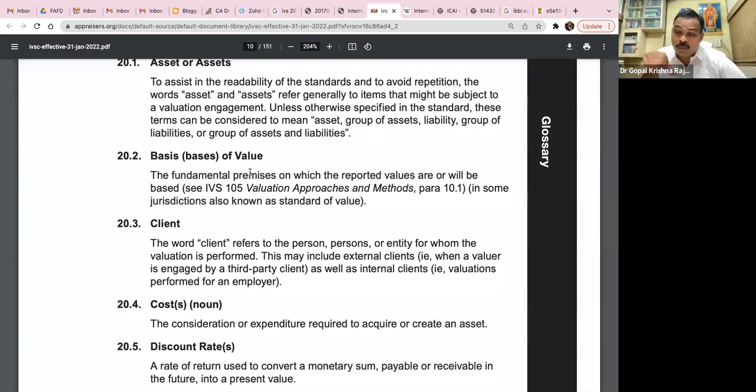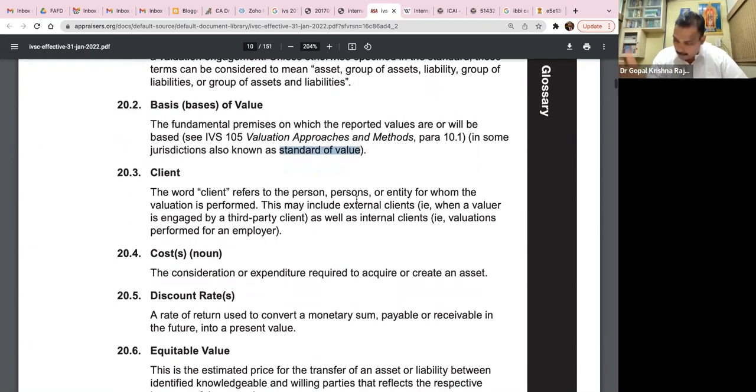Some of the values are defined, okay, in 104, because 104 is exclusively basis. So that is why this is very, very important. In some jurisdiction, it is also called as standards of value. Okay, good. So point number 1, 20.2 para, basis of value is being newly added.